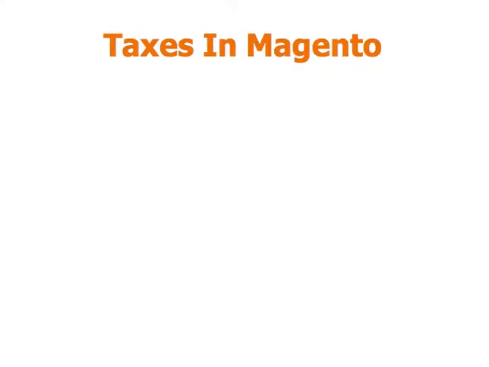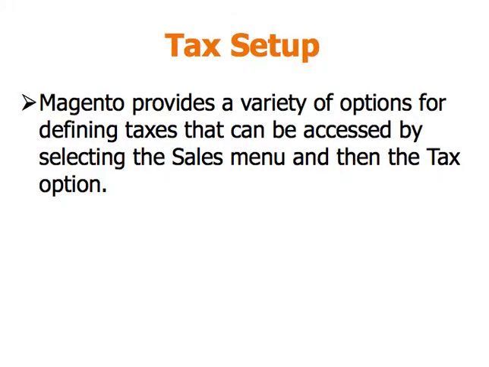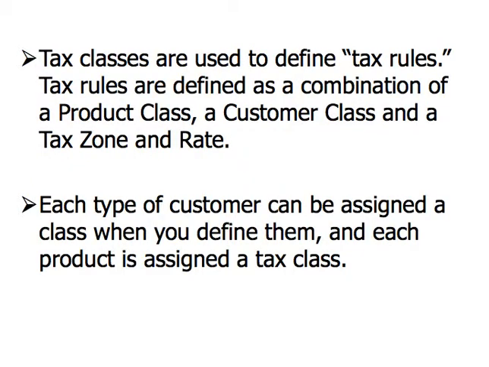We're going to talk all about taxes and getting it set up the right way. Let's get started. So what about tax setup in Magento? Well, Magento provides a variety of options for defining taxes that can be accessed by selecting the Sales menu and then the Tax option. Tax classes are used to define tax rules. Tax rules are defined as a combination of a product class, a customer class, and a tax zone and rate. Each type of customer can be assigned a class when you define them, and each product is assigned a tax class. Make sense? Good deal.